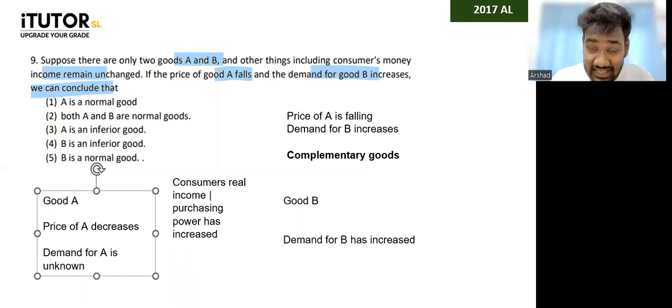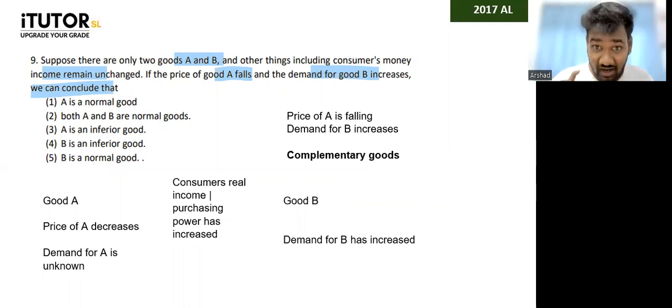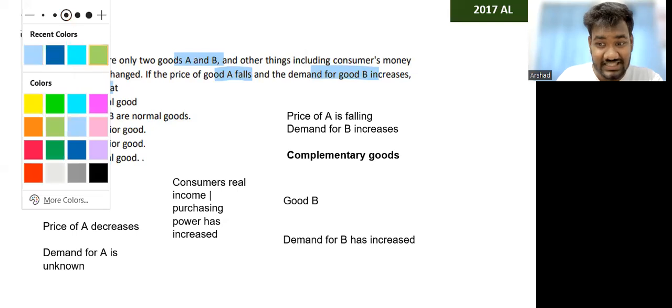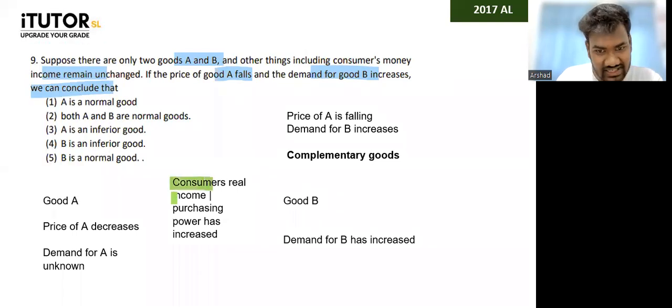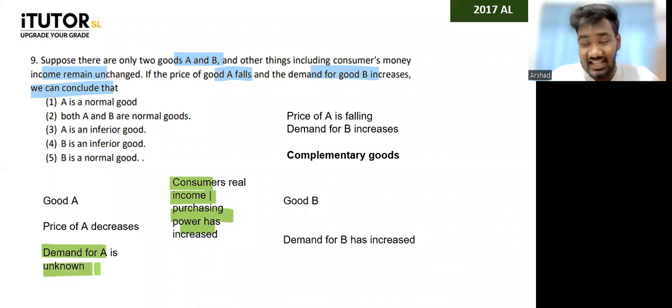So based on the relationship between real income and demand, we can say whether a good is inferior or normal. So for good A, do we have enough information to conclude? The person's real income is increasing, right? Real income is increasing. But demand, we don't know. If demand also increases, we can say normal good. If demand has decreased, we can say inferior good. But here we don't know, right? So for good A, we can't really tell.